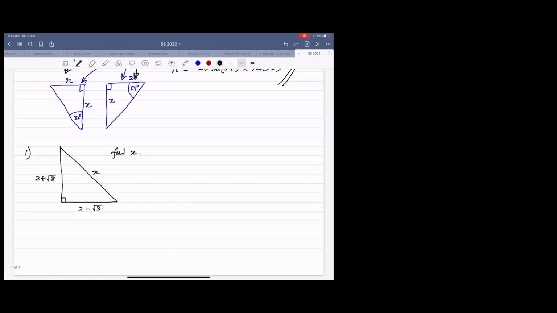So you need to use the Pythagoras theorem. How do you determine that? Because all three sides are given to you. If all three sides are given to you, Pythagoras theorem. What is Pythagoras theorem? If you have a, b, c, Pythagoras theorem is hypotenuse squared is equal to the sum of the squares of the other two sides. So we are going to do that. So here hypotenuse is x squared. Other two sides, 2 plus square root 3 squared plus 2 minus square root 3 squared.